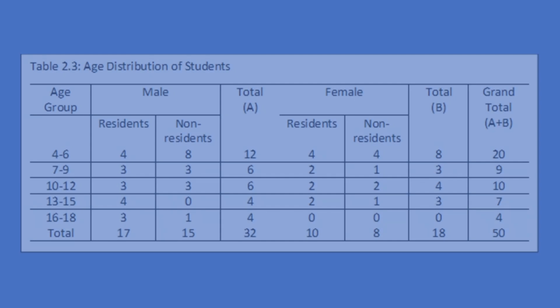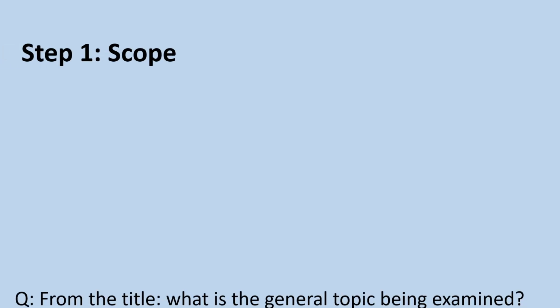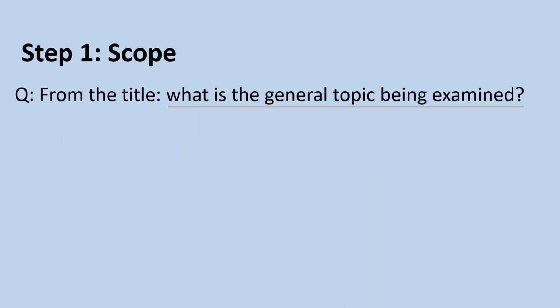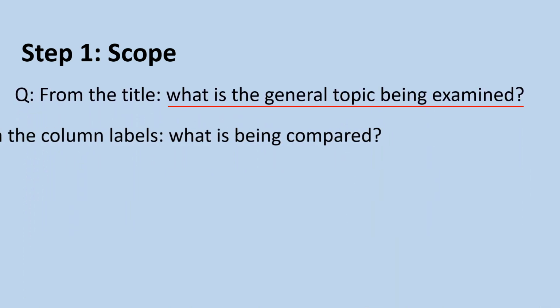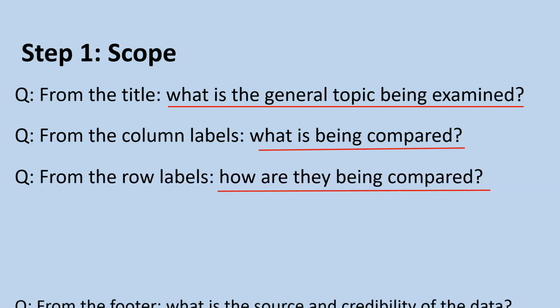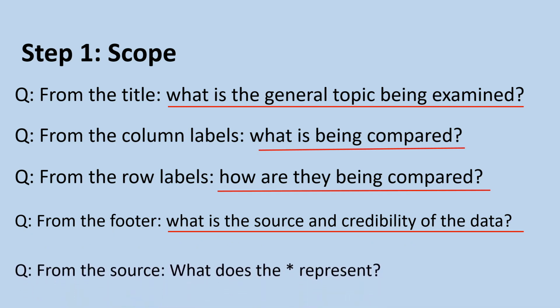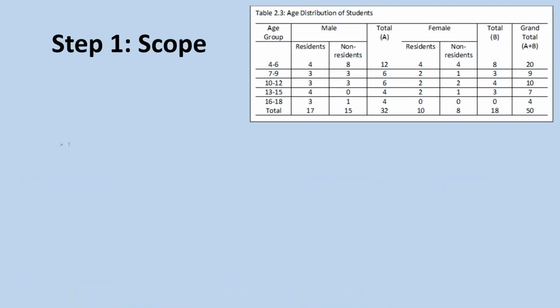Now we are ready. Here are 5 steps in interpreting tables. Let's take this as our sample table. The first step in interpreting tables is to find out the scope. Here we need to look at the title, the column labels, row labels, footer, and source. With this given table, we may write step 1 like these.